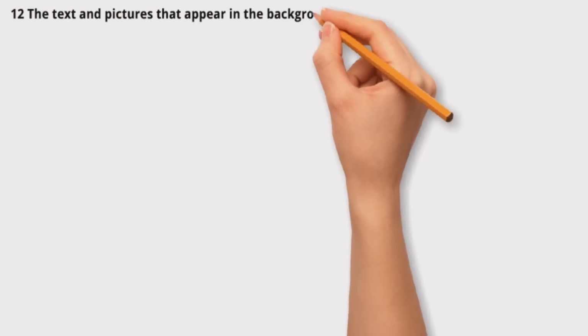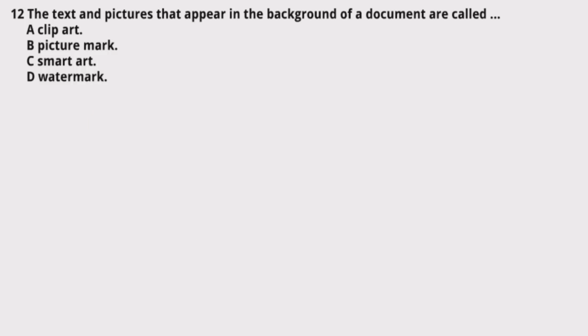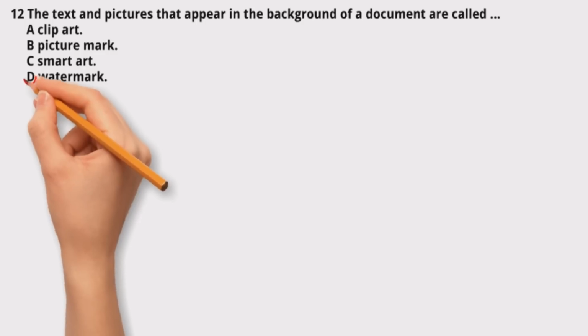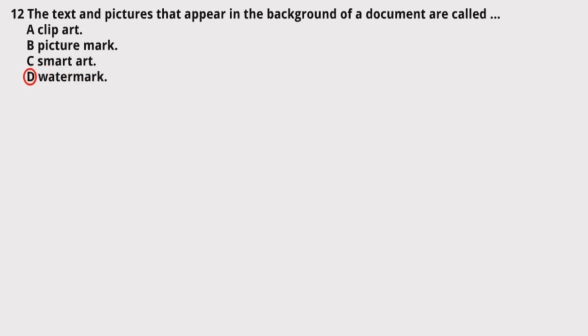Okay, we come to question 12. The text and pictures that appear in the background of a document are called A, clip art, B, picture mark, C, art, D, watermark. They are called watermark.